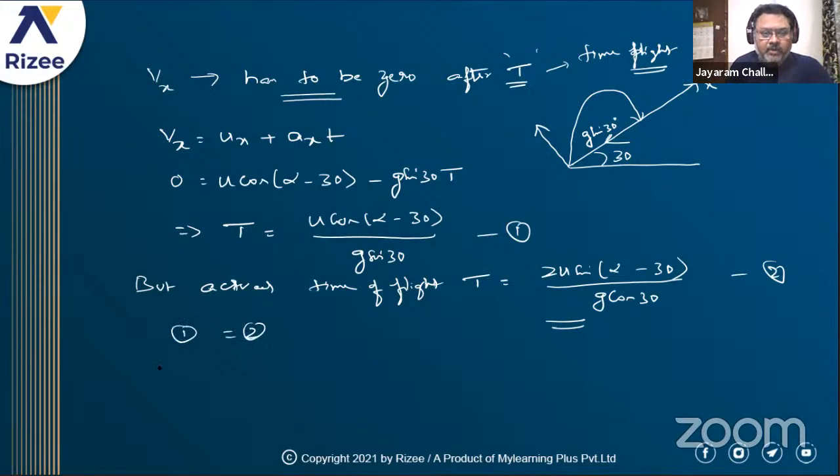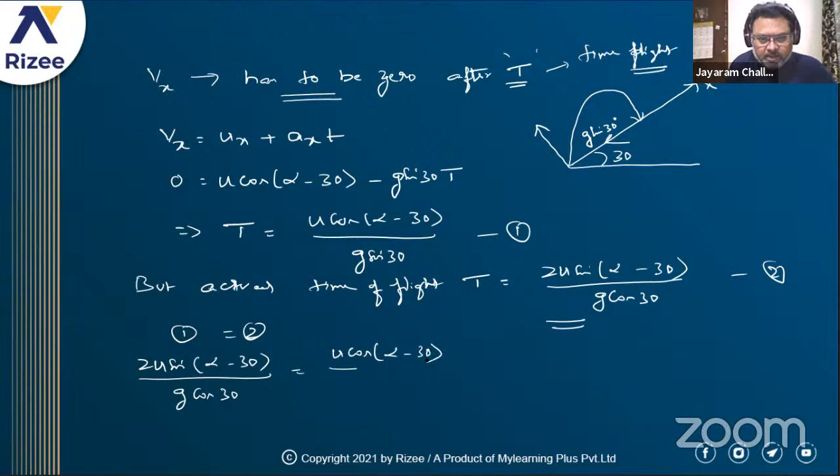Now equate 1 and 2. From this you'll get 2u sine of alpha minus 30 by g cos 30 is equal to u into cos of alpha minus 30 by g sine 30 degrees. So remove the common terms here.